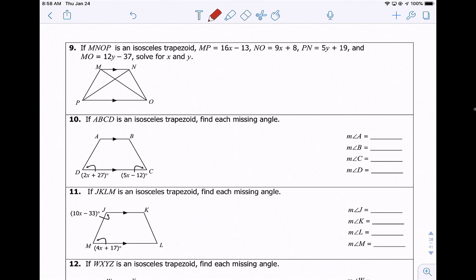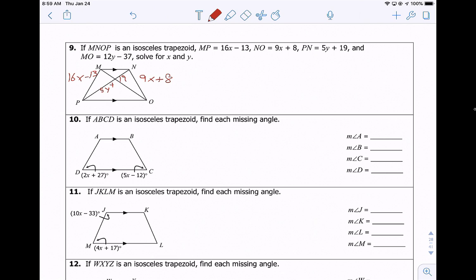And very similar stuff here. I'm just going to set up probably just number 9 just to show you how the algebra would work. And you can solve later if you'd like, but you'll practice that on the activity. All right, we're given that MP is 16x minus 13. We're given NO is 9x plus 8. And PN, which is your diagonal, is 5y plus 19.